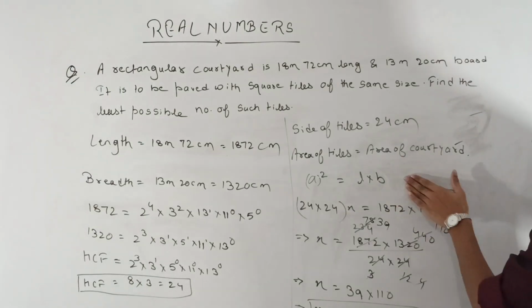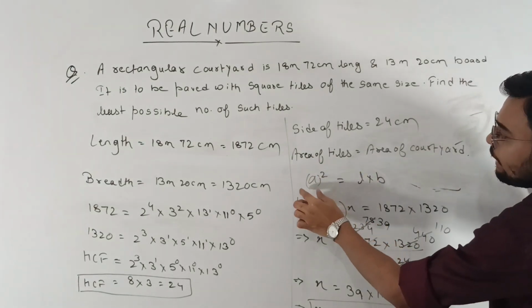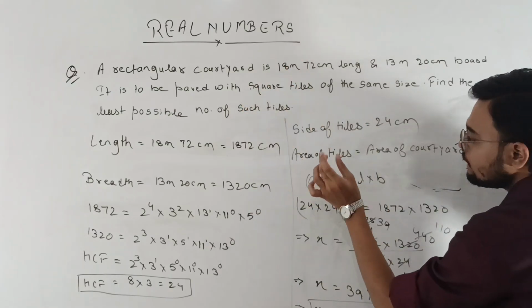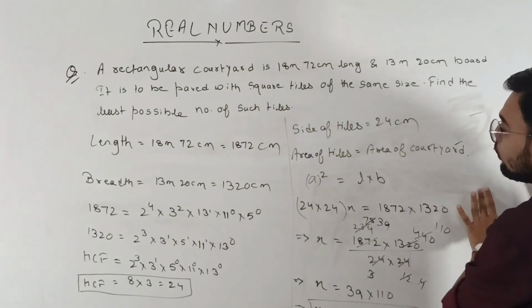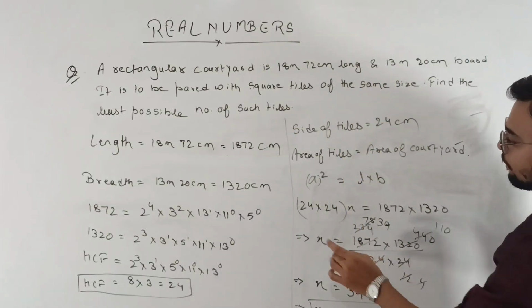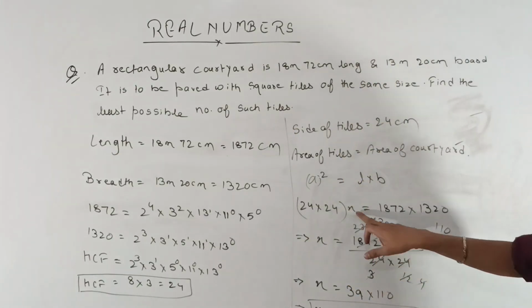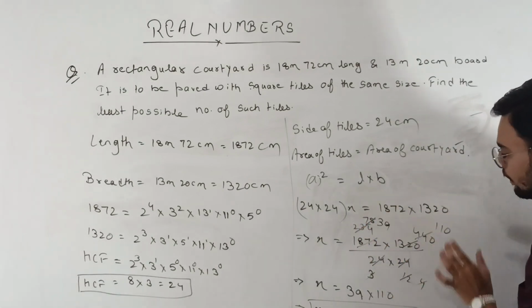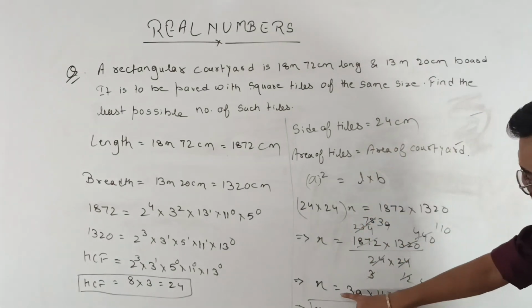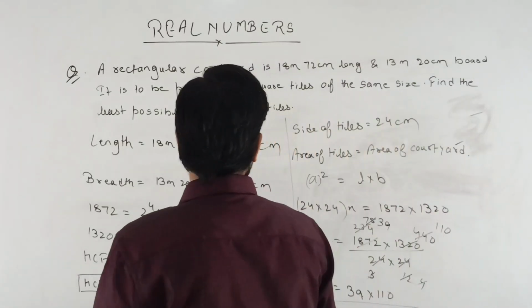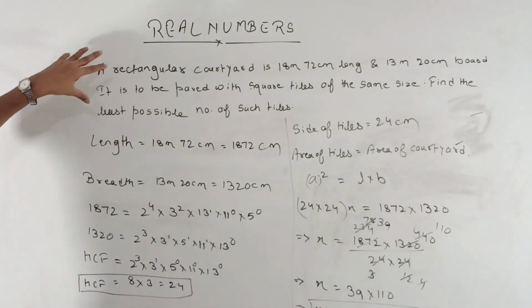Okay. Then the area of a tile is a square, because the side is a square, so the area is side squared, and the area of the courtyard is in the shape of a rectangle. That's why I write L into B. Now side squared, 24 into 24, and let us assume the total number of tiles is x. That's why I write here x, and length into breadth is this one. After calculating this, I get x is equal to 4290 tiles. So we require 4290 tiles to cover this rectangular courtyard.